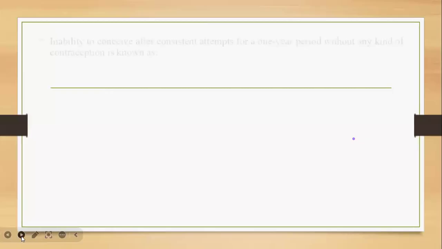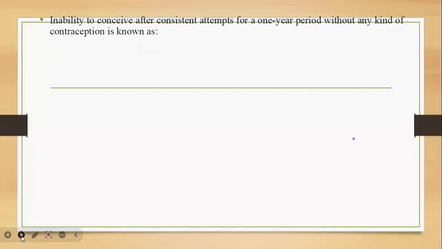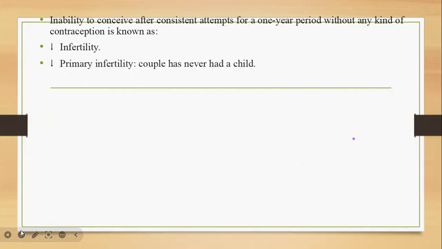Dear, let's talk about infertility. Inability to conceive despite consistent attempts for 1 year. For example, a couple is unable to conceive even after 1 year is completed without any kind of contraception. This is known as infertility. We have two types: primary infertility and secondary infertility.